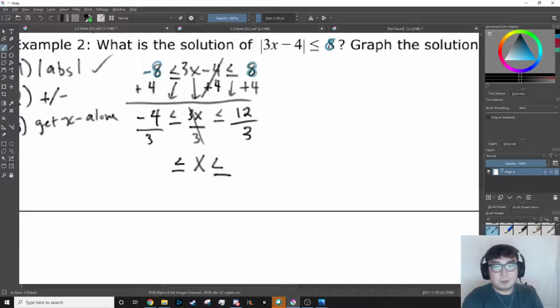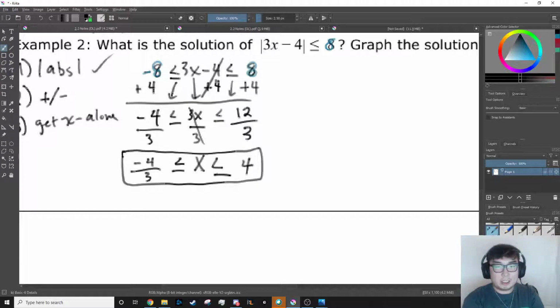So 12 divided by 3 is 4, but negative 4 over 3 is an ugly number, and I want you to just write it like this for now. Negative 4 over 3. You leave this as a fraction for now. In pre-cal, you'll learn why you do something else, but we leave it like this now because it's nice and neat, and we're not going to really put this into the calculator as often. All right, so we know that this is my final answer because x is alone.